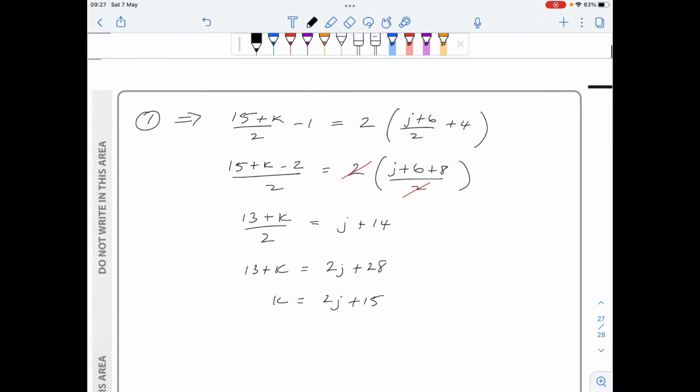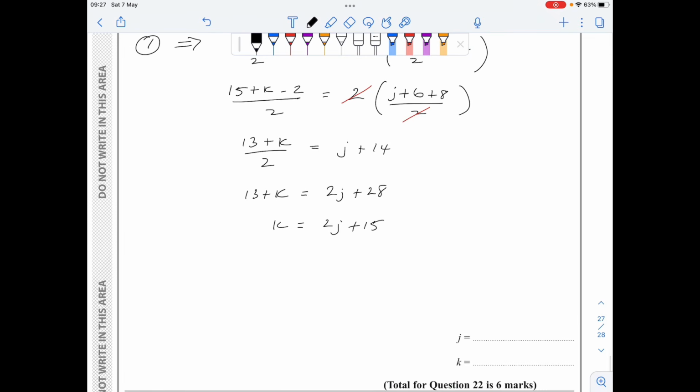Now let's simplify equation 2 as well. So we get 2, (k minus 15) equals minus 6 minus j. This is just cross multiplying. So 2k minus 30 equals minus 6 plus j, which means that 2k minus 24 is equal to j. And now I will try and solve this simultaneously.